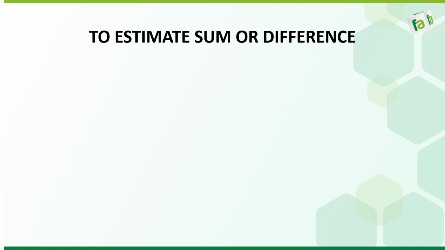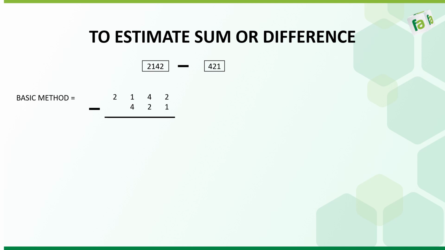Now, can you tell the approximate difference between the numbers 2142 and 421 quickly? If you use the basic method of subtracting the numbers, it will take time. Through estimation, you can calculate the approximate difference of the numbers. First, round off the numbers. So, 421 is nearest to 0.